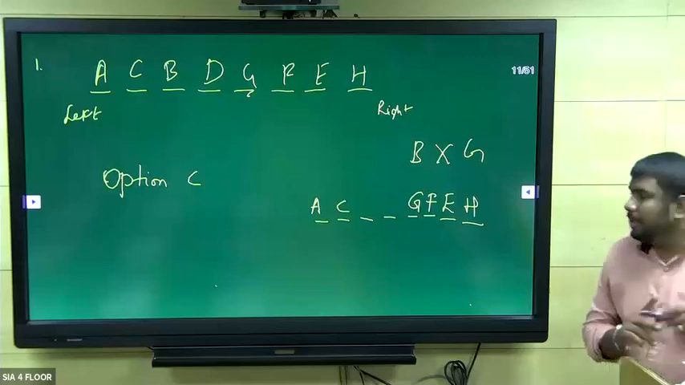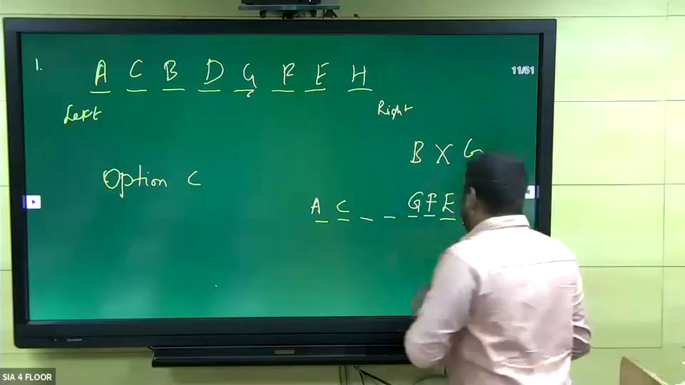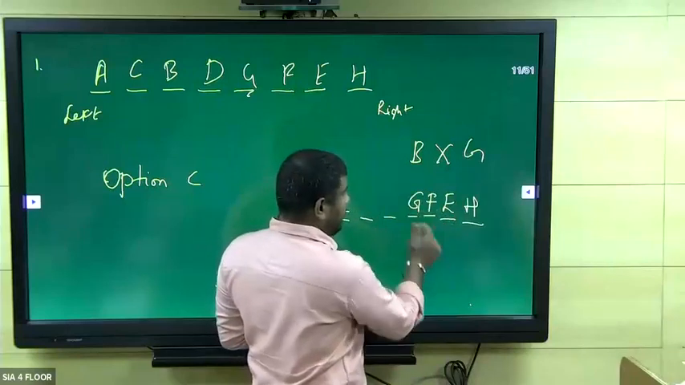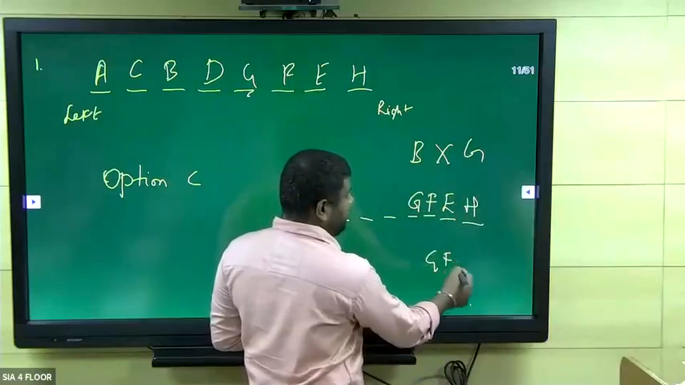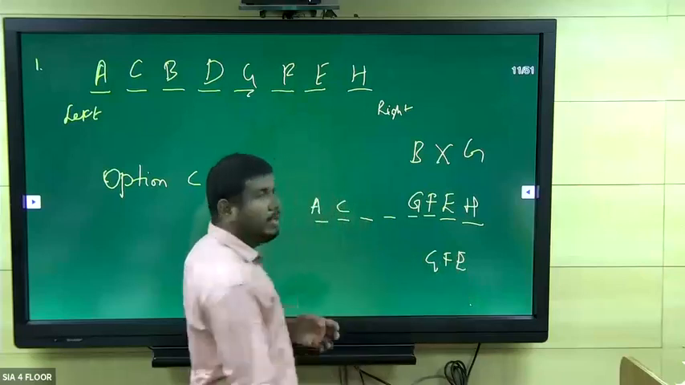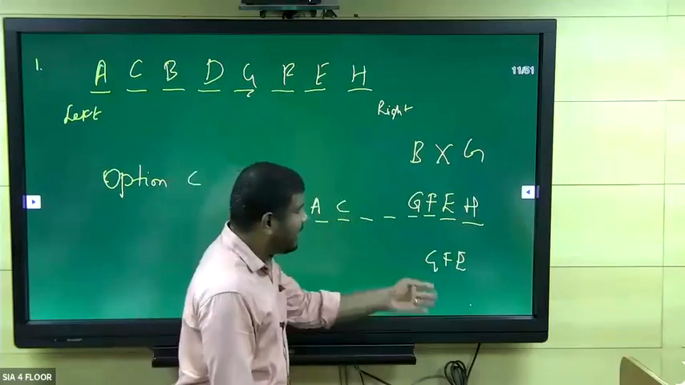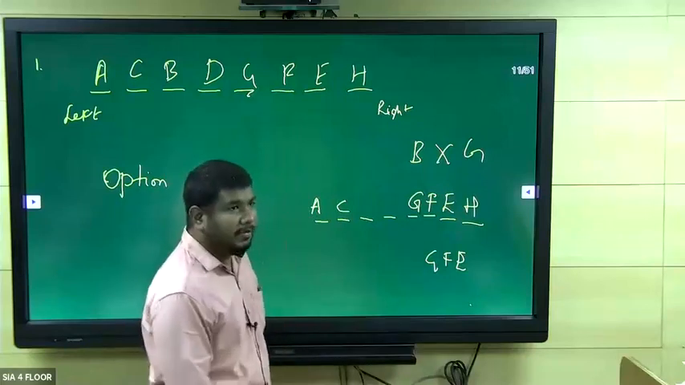Listen, Aishwarya, we know that GFE. F is to the right of G and neighbor of E. So this is the only possible arrangement for this, right? Now they are saying A is sixth to the left of E.